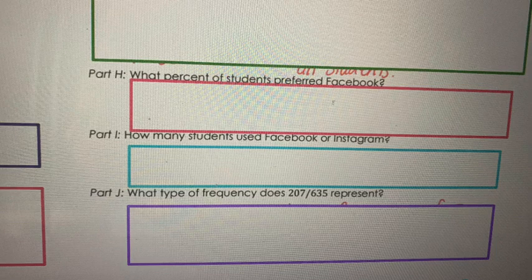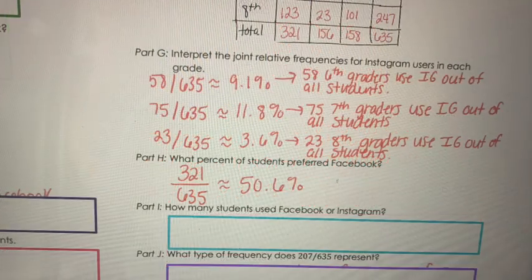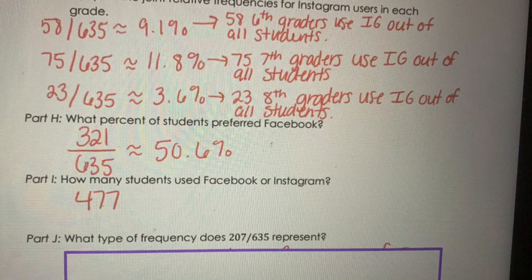Here's some more questions for you to answer. Interpret the joint relative frequencies. Let's look at these very carefully. Remember, joint relative frequencies are on the inside. The percent of students who preferred Facebook, we have to figure that out, and that's about 50.6%. How many students use Facebook or Instagram? And that means one or the other. And that is going to be about 477 total.